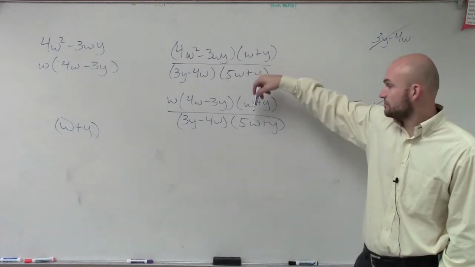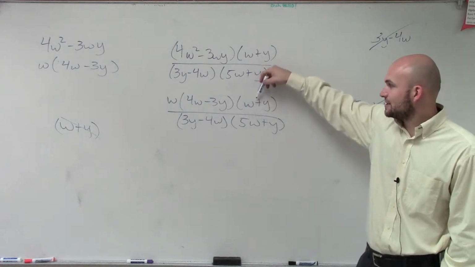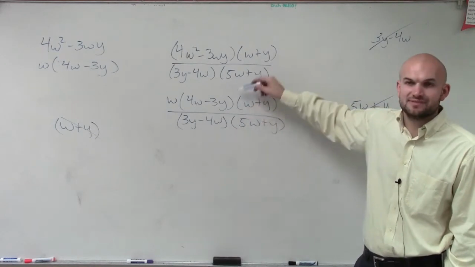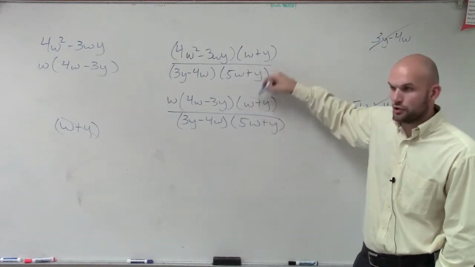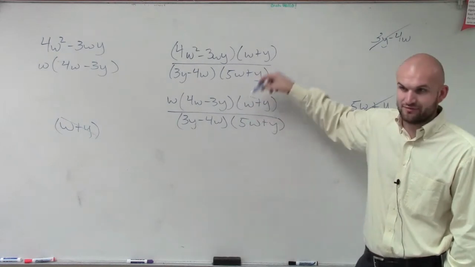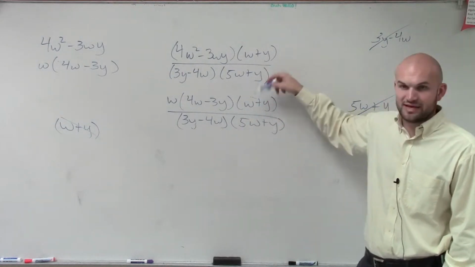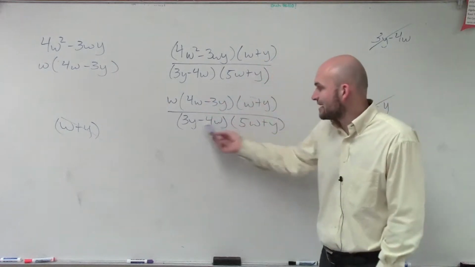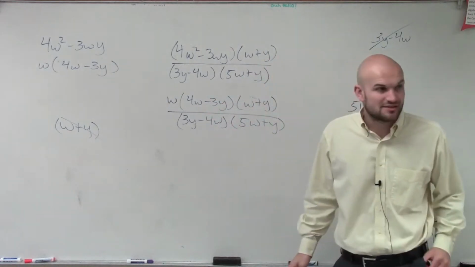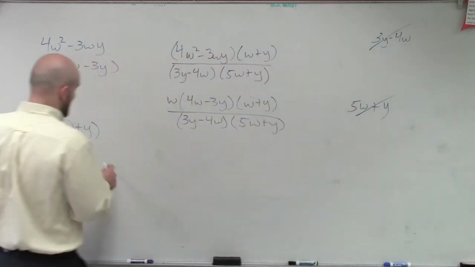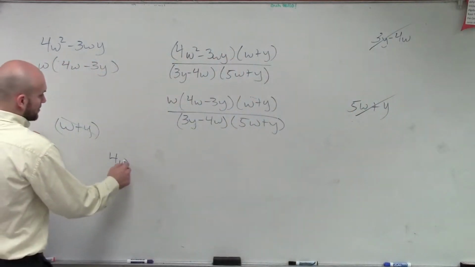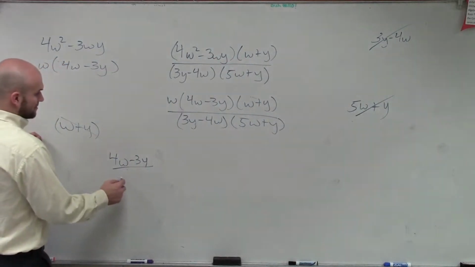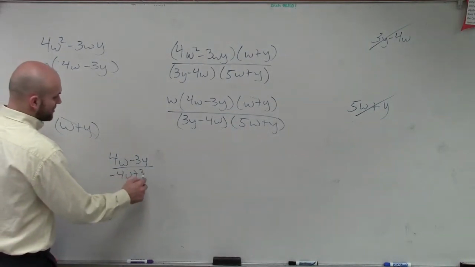Unfortunately, we can't divide this because this isn't the 5 times this. These aren't going to divide into them. They're not even the same, but even if they were the same, you can't divide them out through multiplication. We can't even divide 4w minus 3y by 3y minus 4w because they're not exactly the same either. Let's pull them out. 4w minus 3y is not the same thing as negative 4w plus 3y.